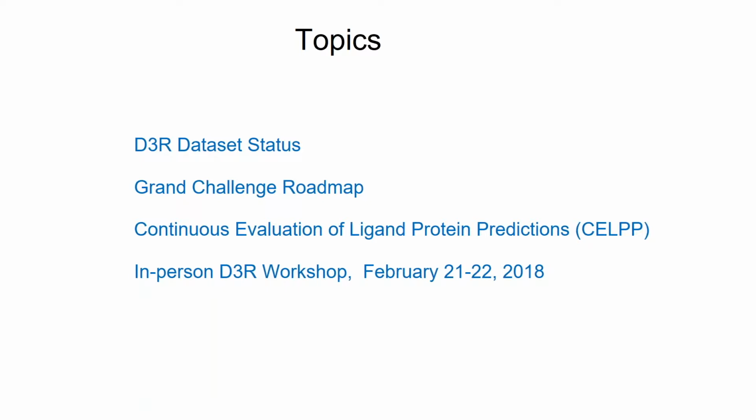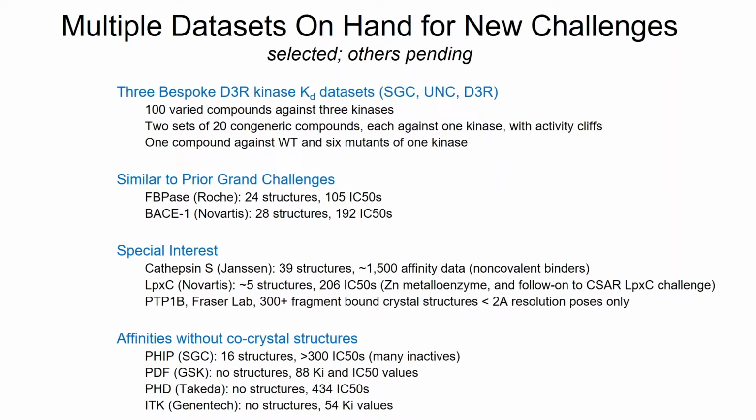I then want to spend a little bit of time on something that Peter mentioned, continuous evaluation of ligand protein predictions, or KELP, which I think is actually gathering to be quite a cool and useful exercise. And then I'll say a little bit about our thoughts on a forthcoming in-person D3R workshop in February of 2018.